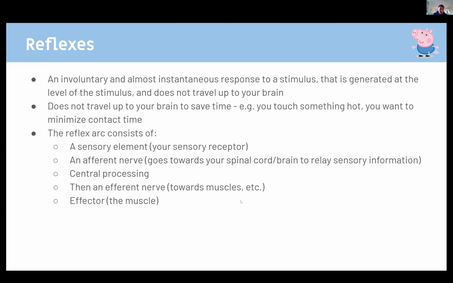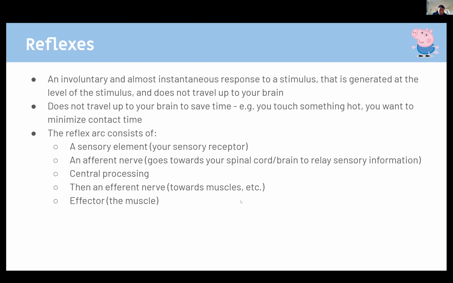So a reflex arc will consist of 5 components. The first is your sensory element, so that'll be your sensory receptor, which may sense the heat. For example, if you touch something really hot, that'll be your heat receptor. Then the afferent nerve, your sensory nerve, is the second component. It will take the information up to your spinal cord. Not your brain, sorry, just the spinal cord.